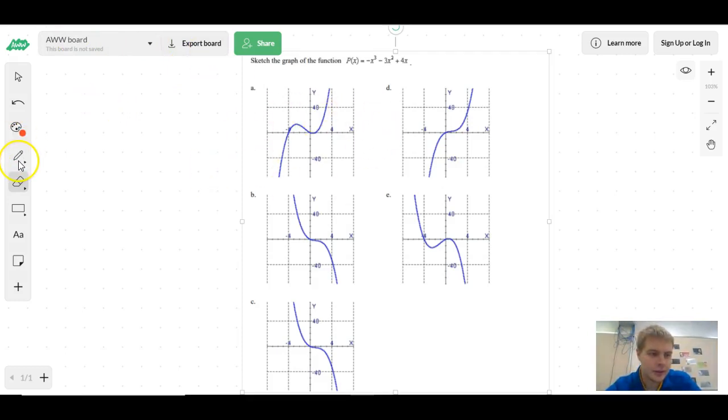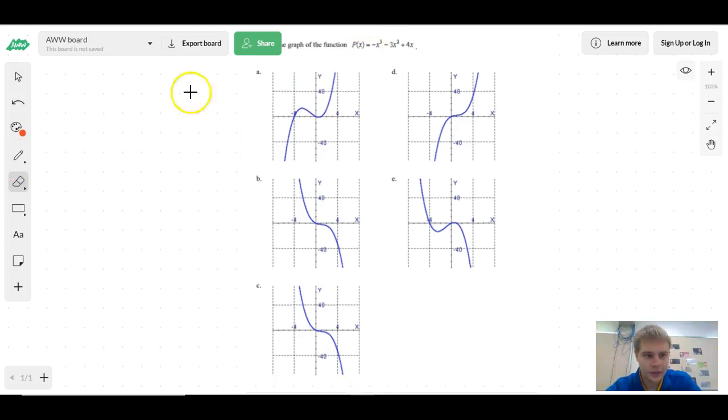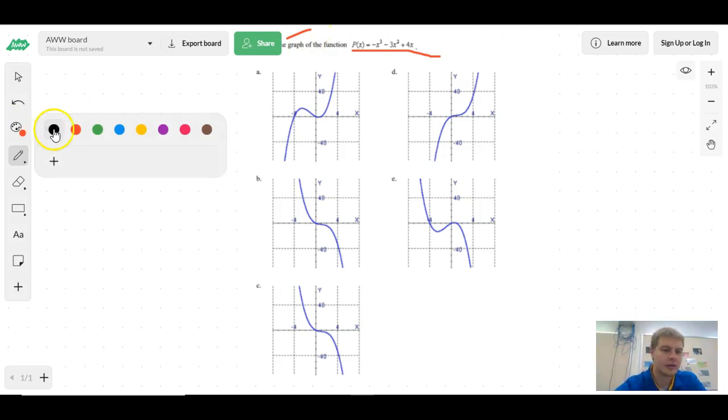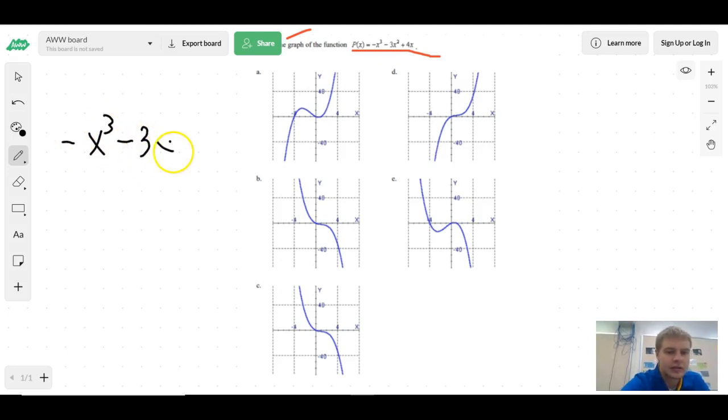The biggest problem is that we can't necessarily graph it in this form right here. Because it's in that form, we need to change it so that we can graph it. So I'm going to write this down, and then we're going to think through it. That would be negative x cubed minus 3x squared plus 4x.